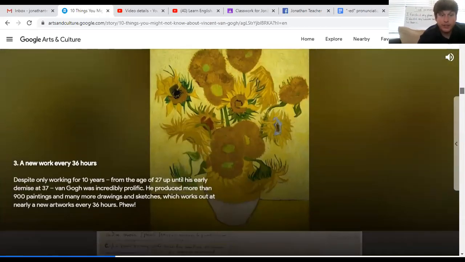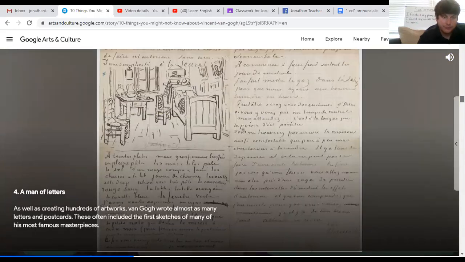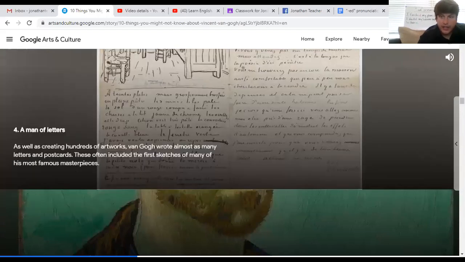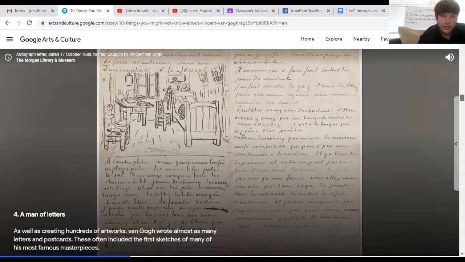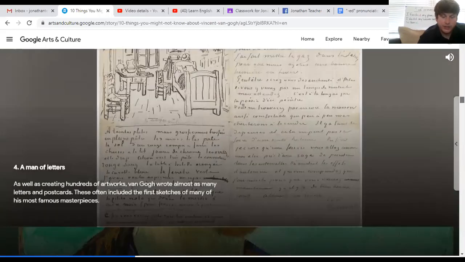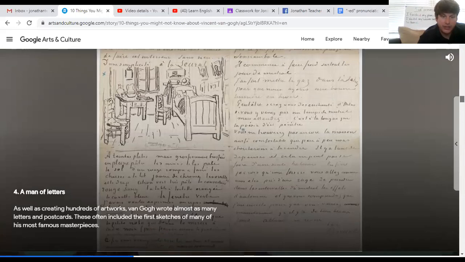A new work every 36 hours. Despite only working for 10 years, from the age of 27 up until his early demise at 37, Van Gogh was incredibly prolific. He produced more than 900 paintings and many more drawings and sketches, which works out at nearly a new artwork every 36 hours. Whew! A man of letters. As well as creating hundreds of artworks, Van Gogh wrote almost as many letters and postcards. These often included the first sketches of many of his most famous masterpieces.